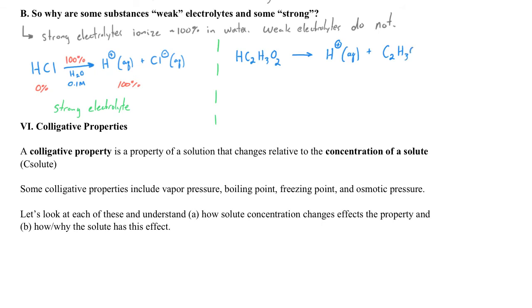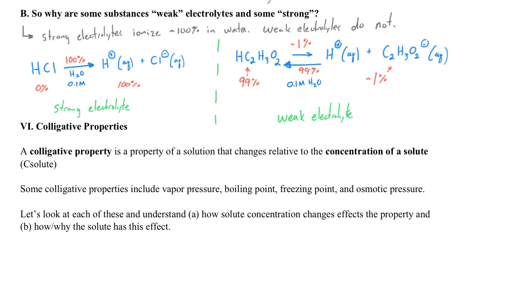Now, acetic acid, on the other hand, is a weak electrolyte. When it's dissolved in water to give, say, a 0.1 molar solution, only about 1% of the molecule is ionized as H+ and acetate anions. So we have 99% of it sitting in the neutral molecular state, and only about 1% of it in the ionized state. This is why it's a weak electrolyte, simply because there are so few ions in solution after it's dissolved in water. So strong electrolytes ionize 100% in water, whereas weak ones do not.